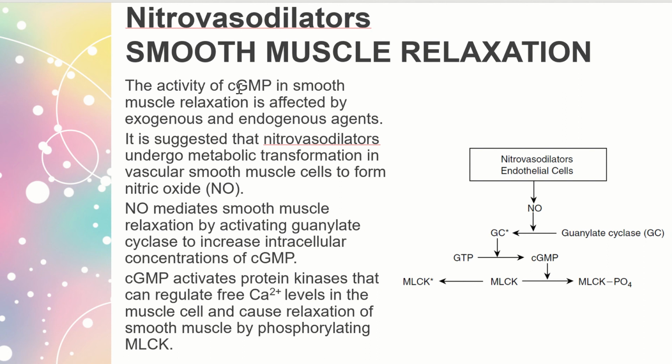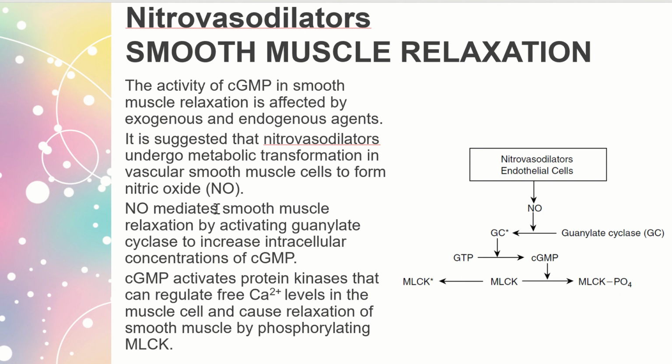So the activity of cGMP in smooth muscle relaxation is affected by exogenous and endogenous agents, right? So it is suggested that nitrovasodilators undergo metabolic transformation in vascular smooth muscle cells to form nitric oxide. As we can see here, we have our nitrovasodilators in endothelial cells releasing nitric oxide, and as a result of that, guanylate cyclase or GC is activated, and that converts GTP to cGMP, and therefore it can now phosphorylate MLCK, and that would result in muscle relaxation.